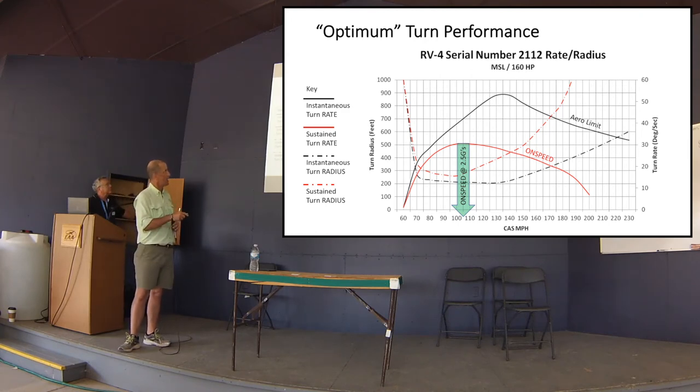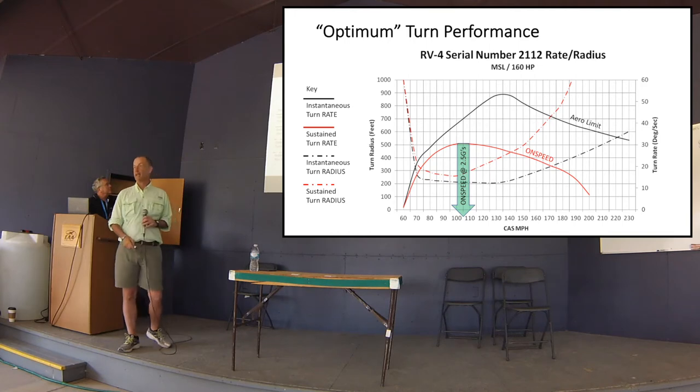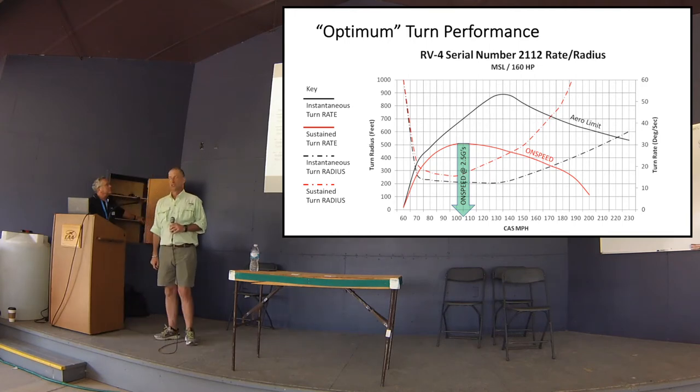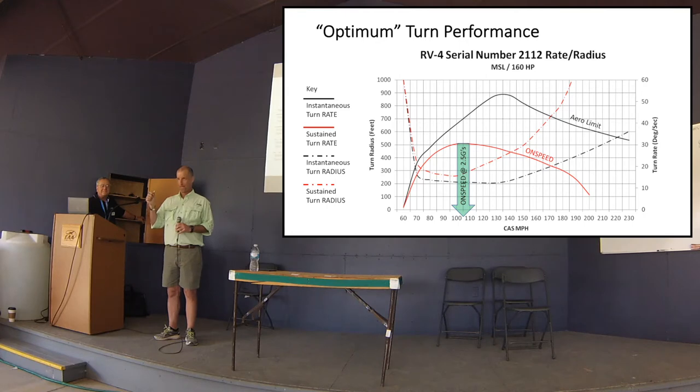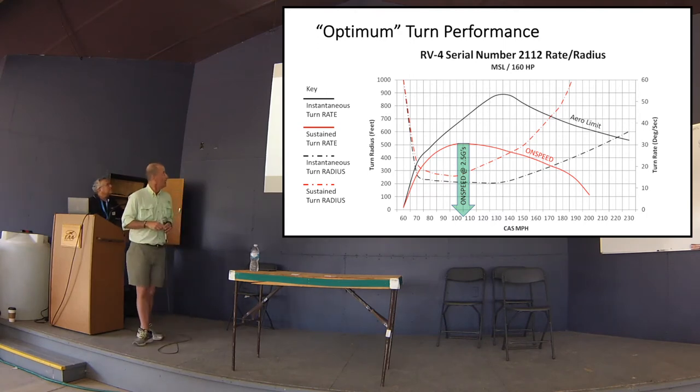This black line is actually the aerodynamic limit on a VN diagram. So again, don't get too enamored with the slide, but if somebody wants to know what an optimum turn is, okay, that's what an optimum turn is. So you don't even need to know that, but there you have it.